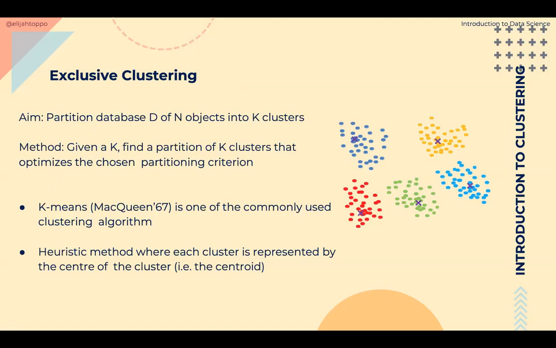Here we'll be using a very old algorithm, which was suggested by K-means in 1967. Since it is so old, it is one of the commonly used algorithms, K-means, and it's basically a heuristic method where each cluster is represented by the center of the cluster, which is the centroid. So when you look at a group of data points, we'll say, okay, let me find the centroid of the data points.